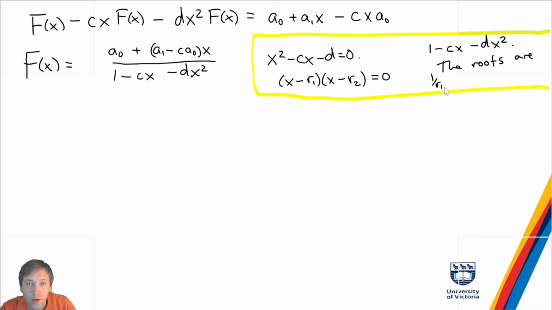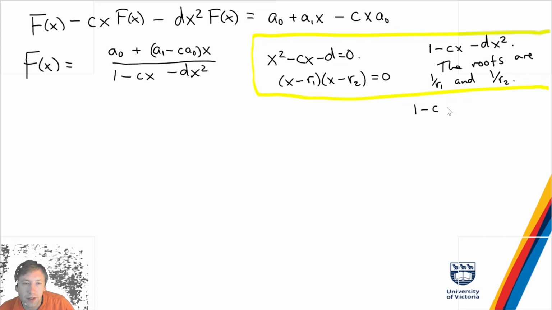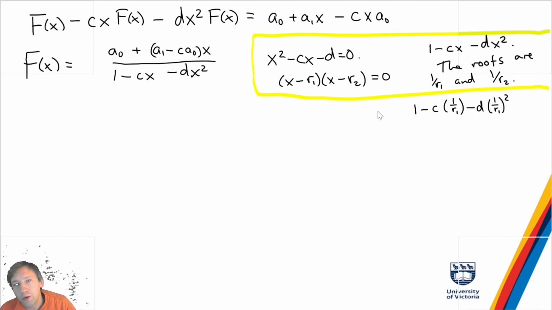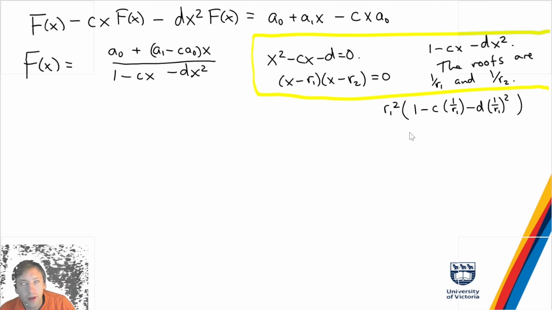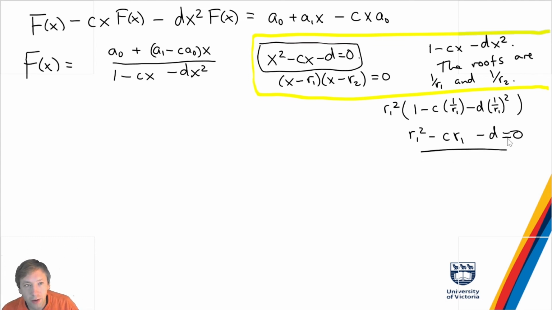So 1 over r1 and 1 over r2. Why is that? Well, if you think about it, if I take this expression and plug in 1 over r1, and then multiply the whole thing by r1 squared, what I get is r1 squared minus c times r1 minus d, which should be 0 because r1 is a root of this equation. But if this is 0, then the original thing was 0 because r1 is not 0.